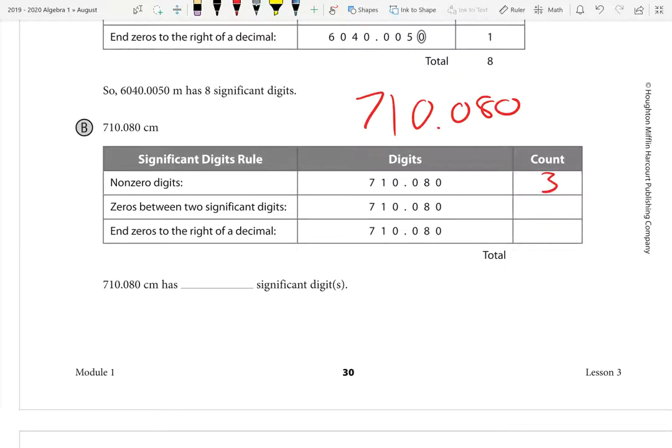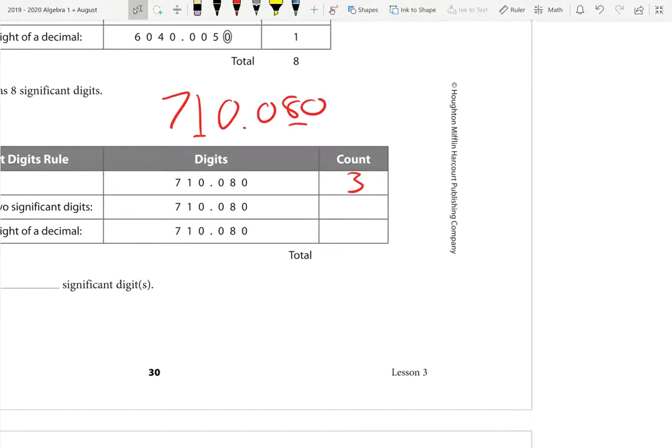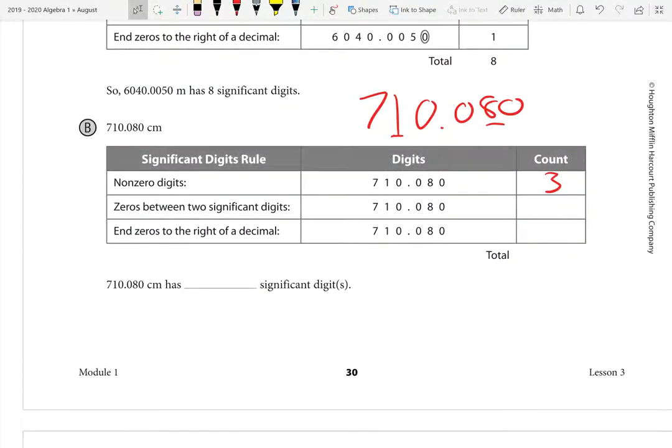Zeros between 2 significant digits. There are some zeros that lie between the 1 and the 8. There's a 0 here and a 0 here. So there's 2 of them that lie in the middle between them. So we're going to count those 2.